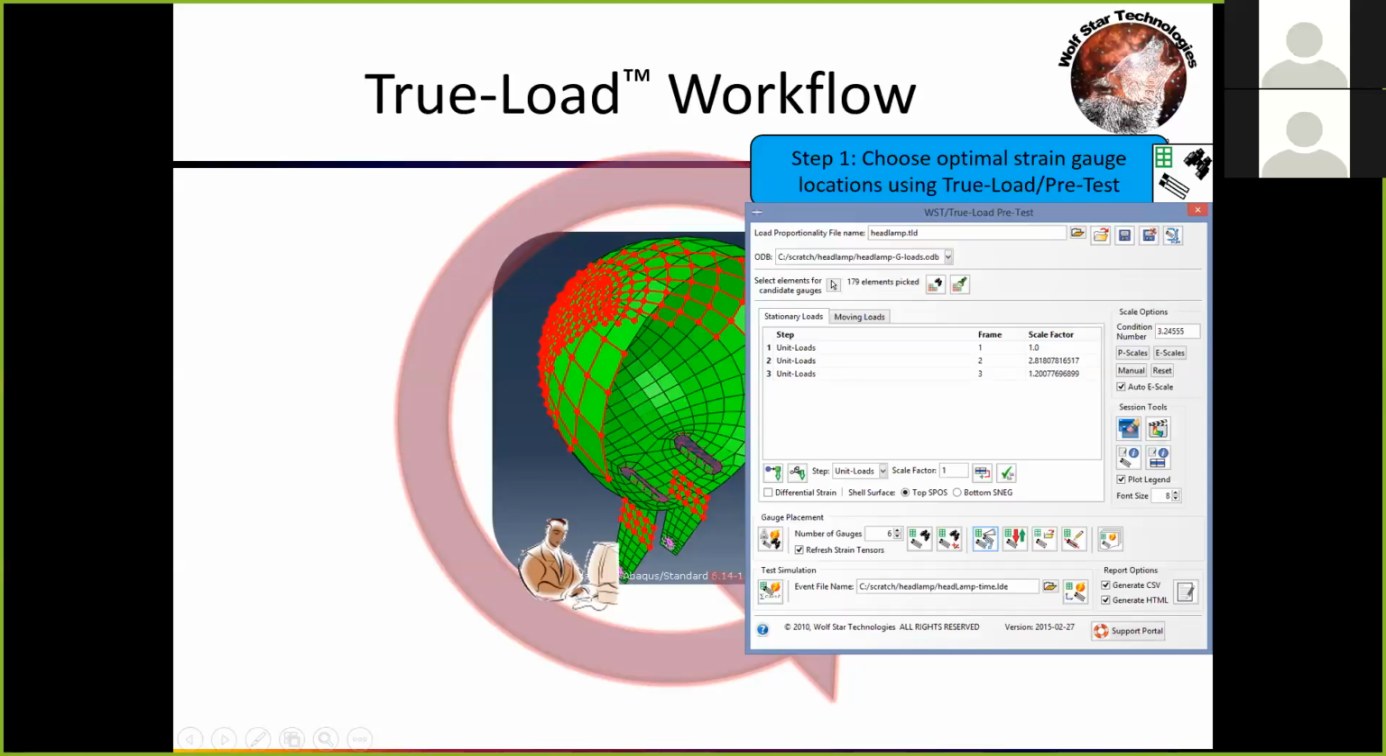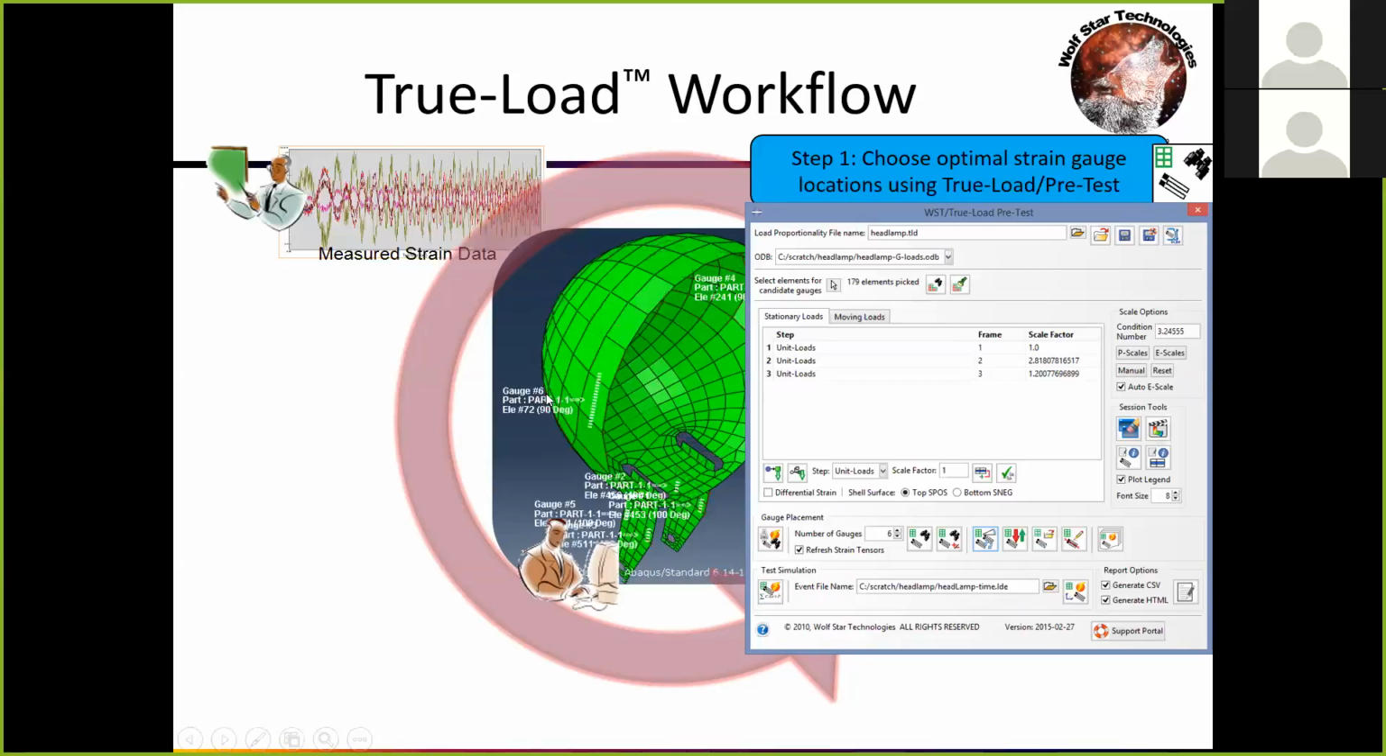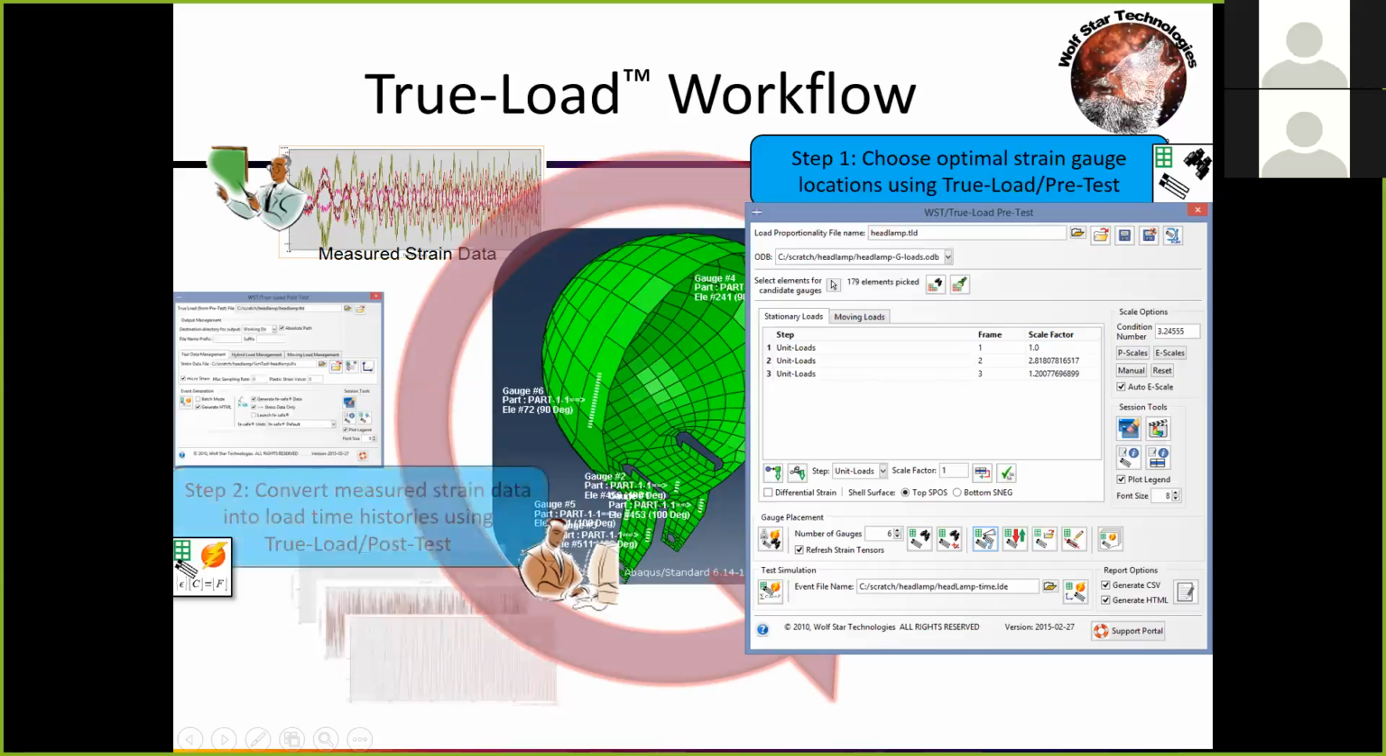And then he goes in and tells true load he wants 6 strain gauges and asks true load to go find the gauges. True load draws up the gauges as little white lines showing the position and orientation of each gauge. He could reorient and remove them around, but if he's happy with them, he can say, I'm good. And then he places those strain gauges on the physical part and measures the strain data from the field. And now that he's got this measured strain data, the whole point then is to take the measured strain data and turn this into loading functions.